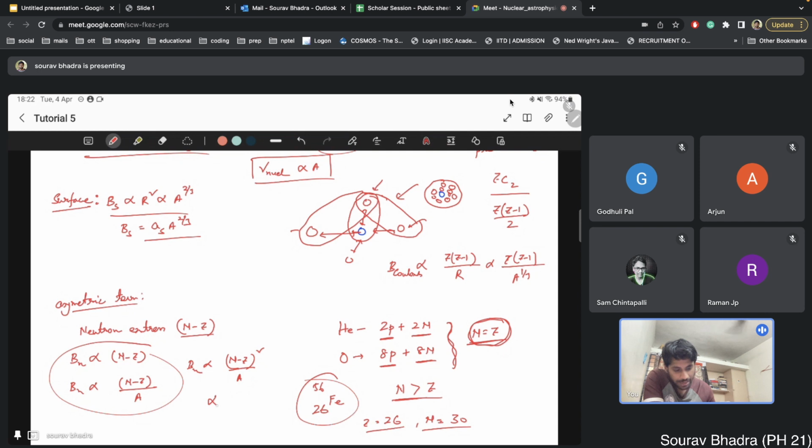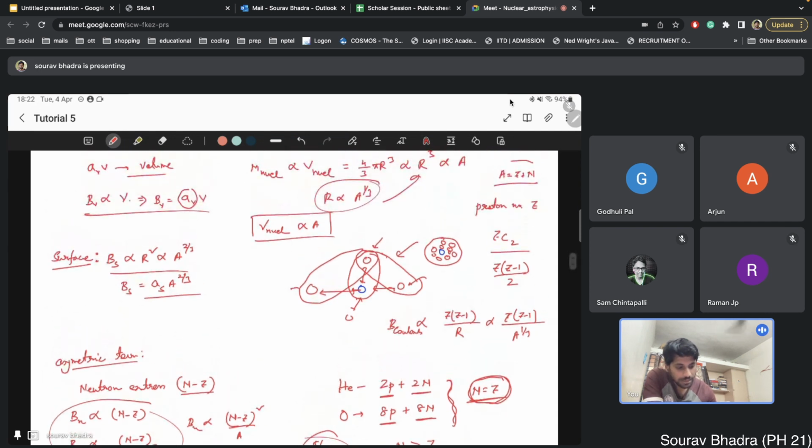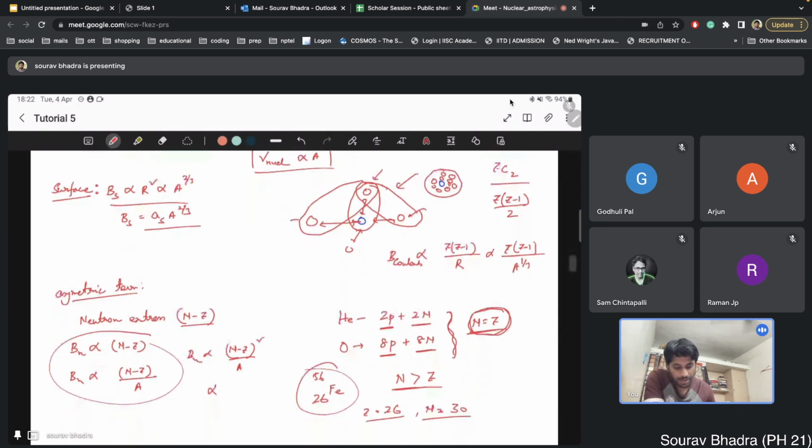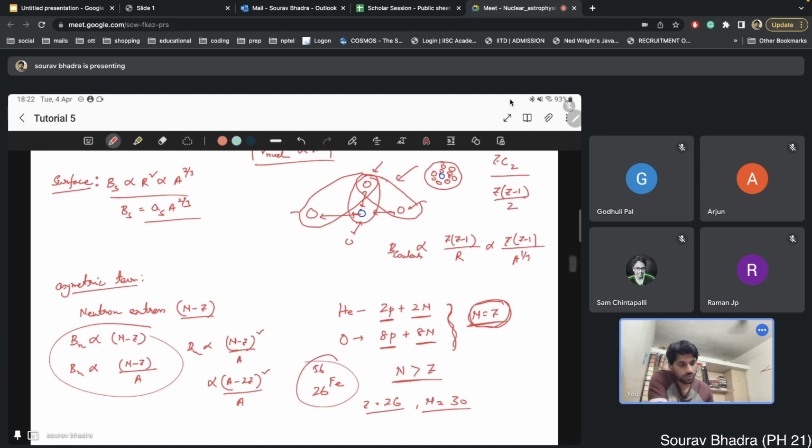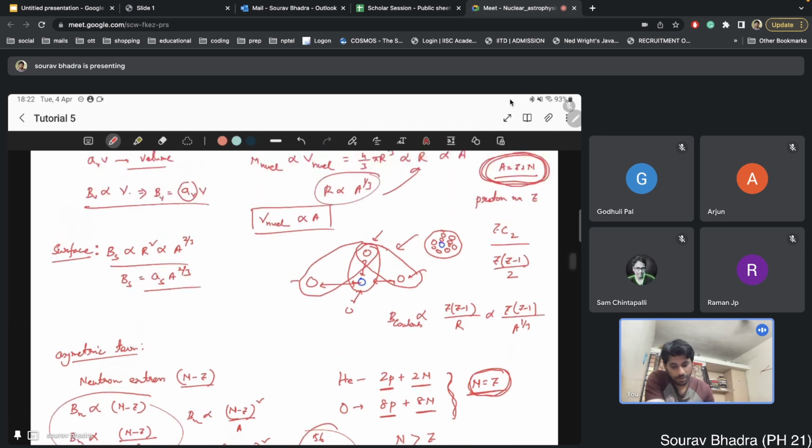And I have written here that a equals z plus n. That means n can be written as a minus z. So if we write n as that, it will be (a minus 2z) square by a. So we are trying to express, as I told you, everything in terms of mass number. So the proton number is substituted by the mass number minus neutron number. The neutron number has been substituted by the mass number minus the proton number. So that's why (a minus 2z) whole square divided by a term will be there.